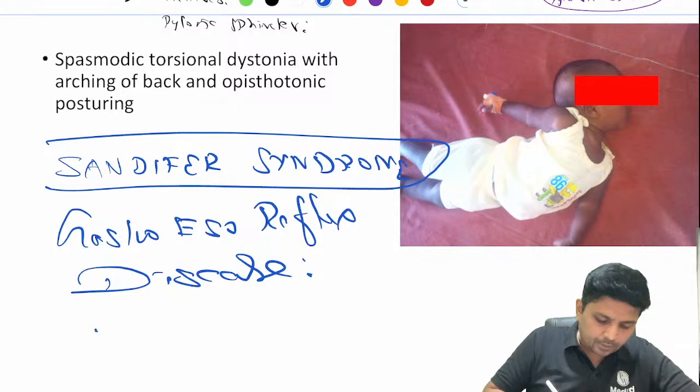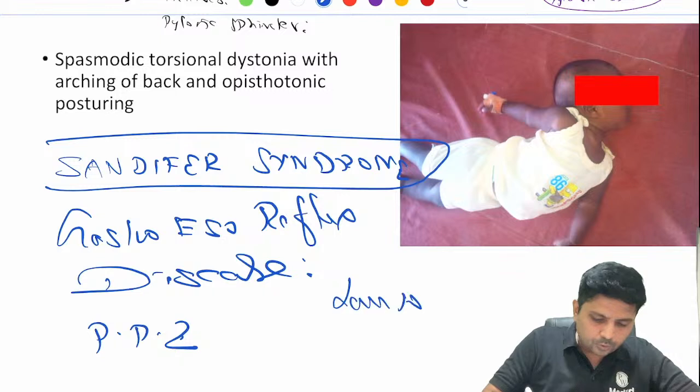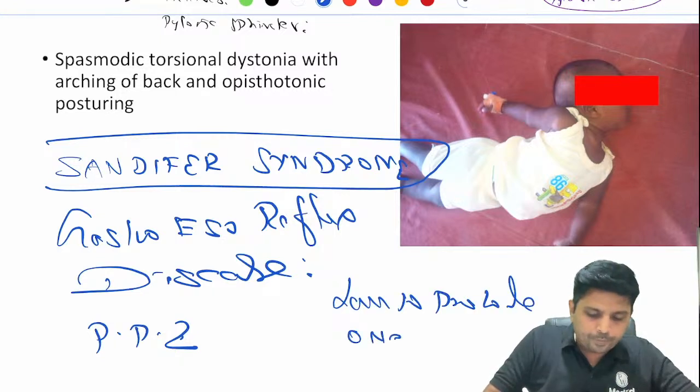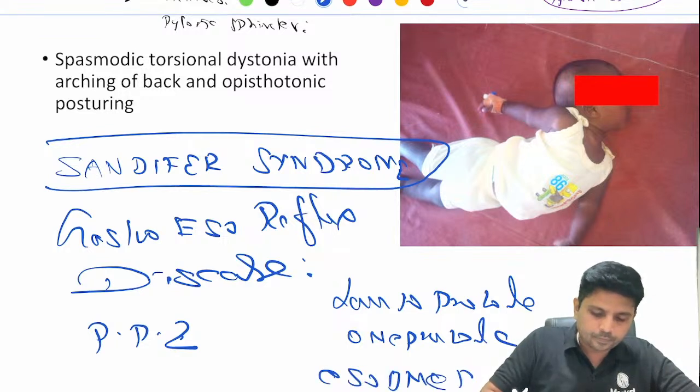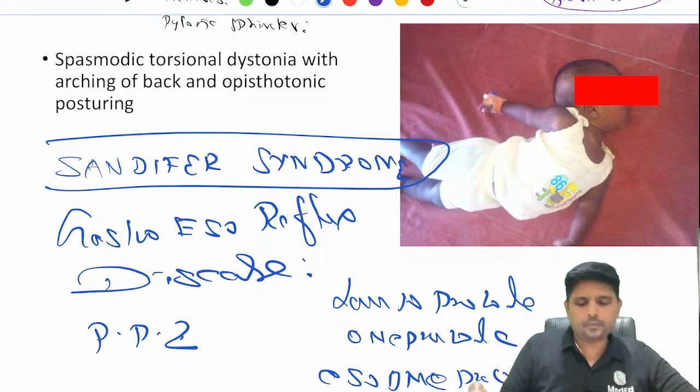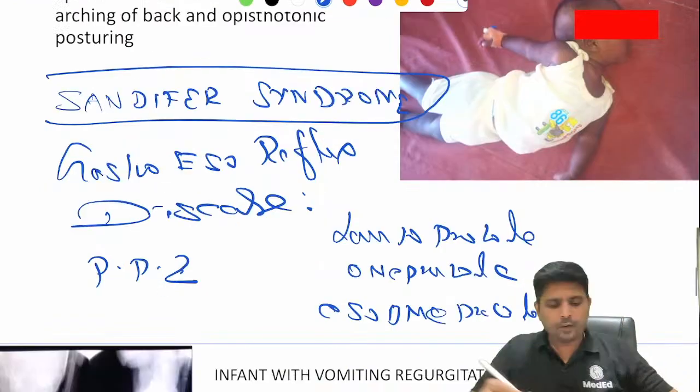Proton pump inhibitors. What are the proton pump inhibitors? Lansoprazole, omeprazole, esomeprazole, etc. Okay, for 2 weeks.